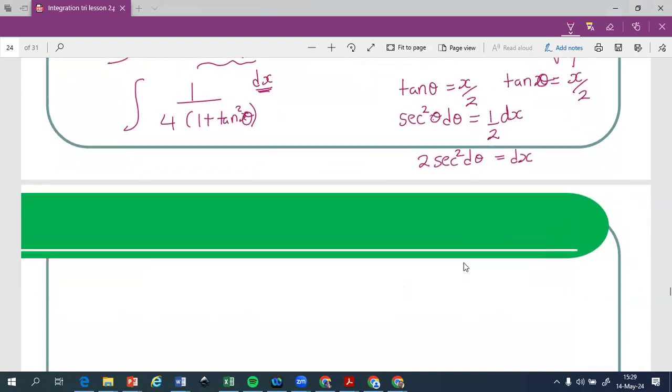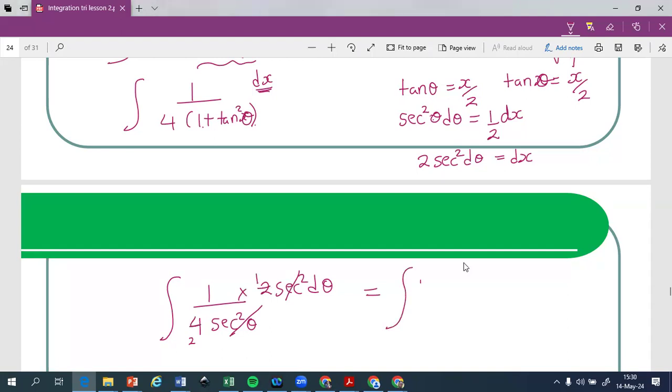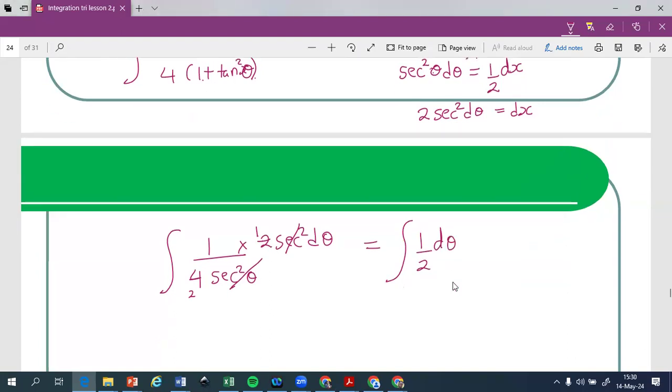So I have my integral of 1 out of 4. But I know very well 1 plus tan squared theta is the same as sec squared theta, times my dx, which I have obtained as 2 sec squared theta d theta. So what is going to happen? This sec squared and this sec squared will cancel. I have a 2 here: 2 by 4 gives 1 by 2. So in that integral I remain with 1 out of 2 d theta. That is what I'm going to integrate. When I integrate, I'll have 1 out of 2 theta plus a constant.